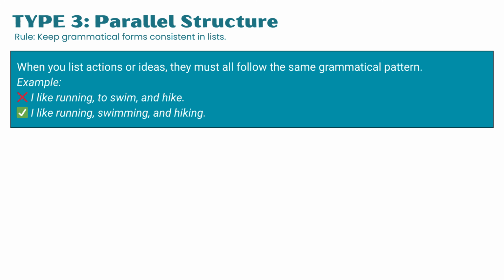Now the third type, parallel structure. This one is all about balance. When you list actions or ideas, they must all follow the same grammatical pattern. It makes your sentence smoother and easier to read. Parallel structure means that every item in a list or series matches in form. For example, if one verb is in the past tense, all should be in the past tense. If you start with to plus verb, every part should use to plus verb. If one is a gerund, keep them all.